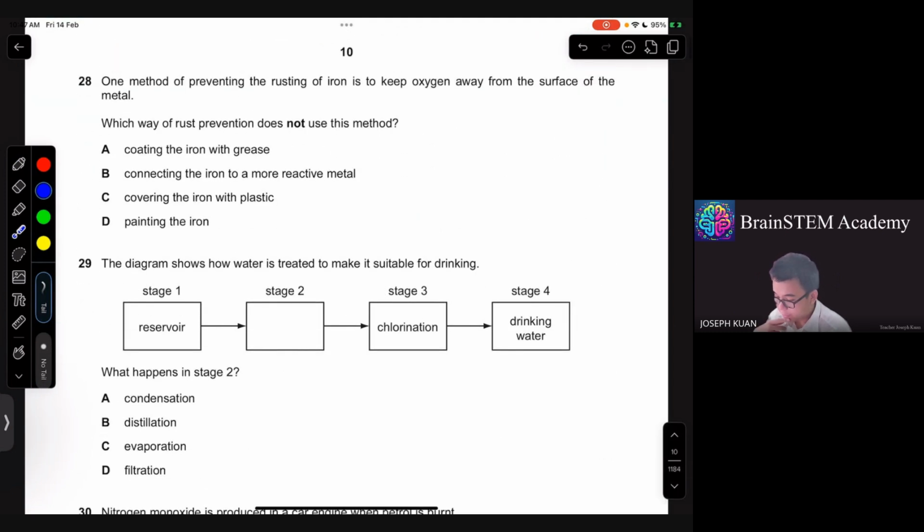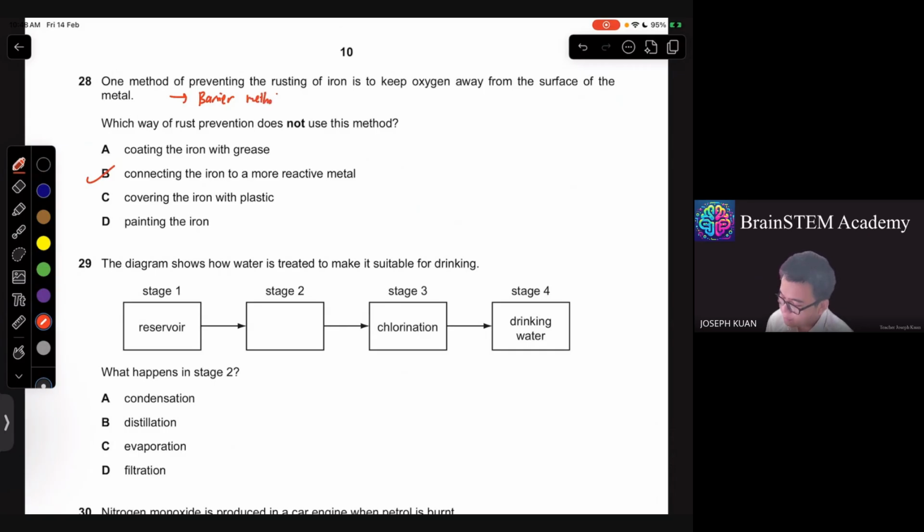28. One method of preventing the rusting of iron is to keep oxygen away from the surface of the metal. Which way of rust prevention does not use this method? So that will be B. Connecting the iron to a more reactive metal. The statement refers to a barrier method, which is to prevent the entry of oxygen or moisture into the metal. Coating the iron with grease, plastic, or paint allows you to prevent entry of oxygen and water. But connecting the iron to a more reactive metal works a different way, which is by sacrificial protection.